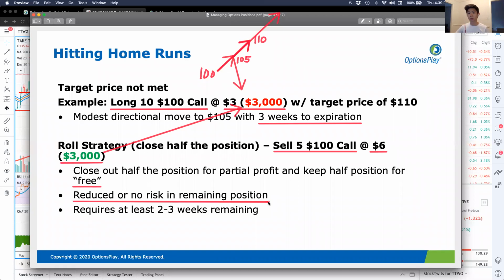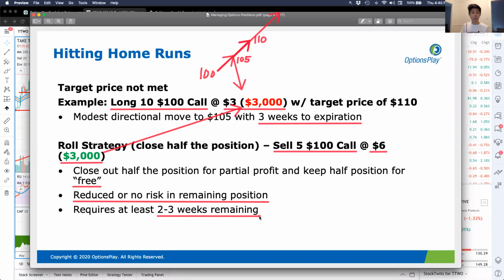And I have some examples where you can even do this where you're bringing in a net credit to the whole trade. So maybe sometimes the trade goes so far in your favor that you actually can bring in a small profit on the trade and still maintain half the position to allow you to continue going higher. Now, this strategy does require you to have at least 2 to 3 weeks remaining, meaning you need enough time for this trade to still continue working in your favor.